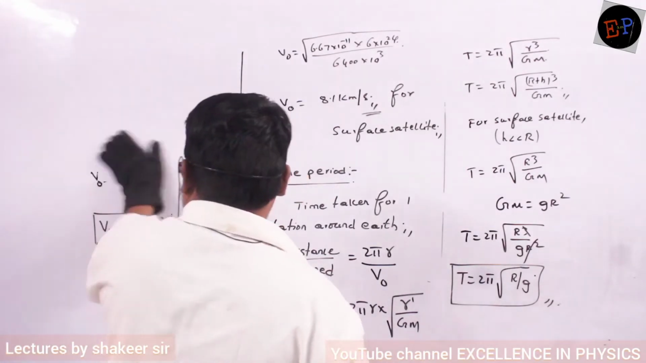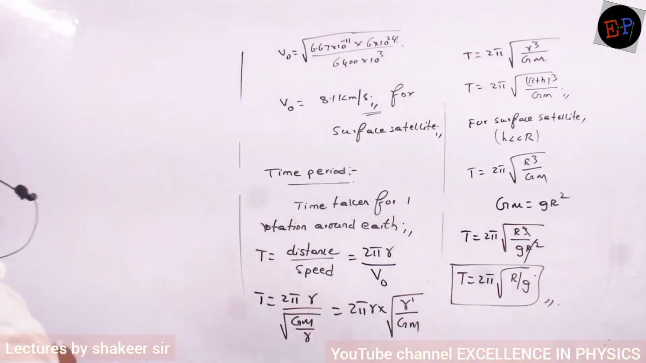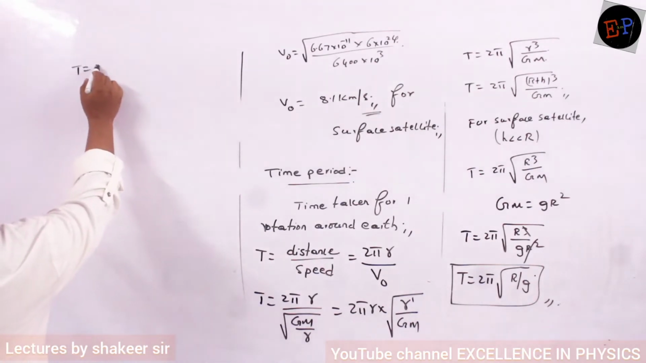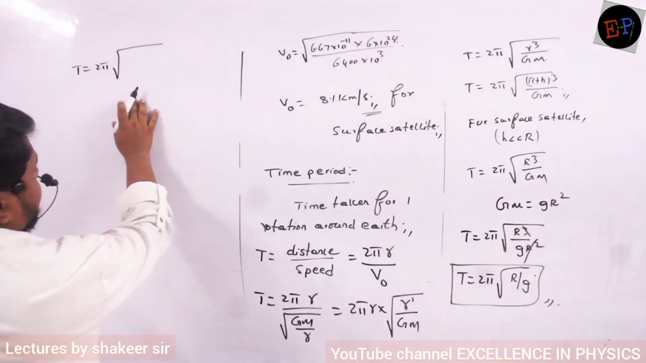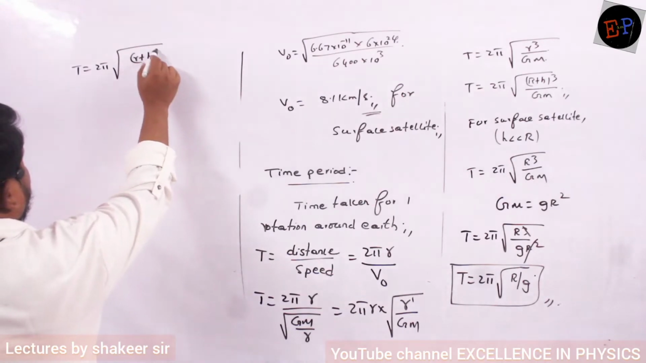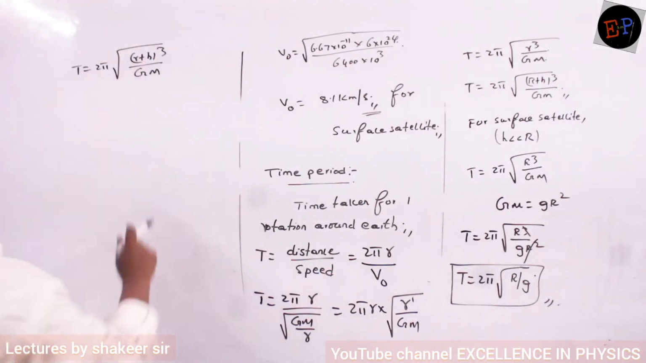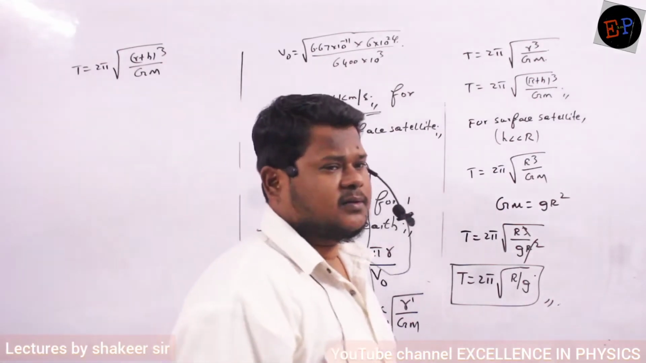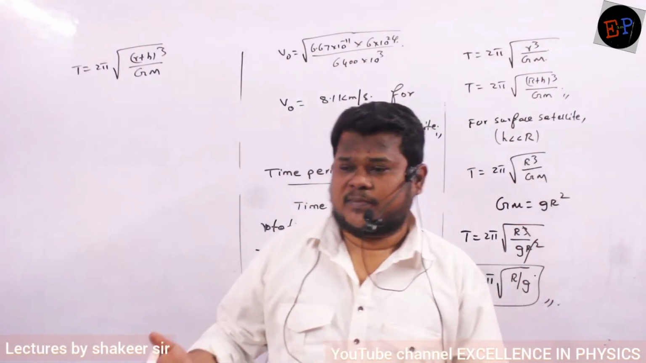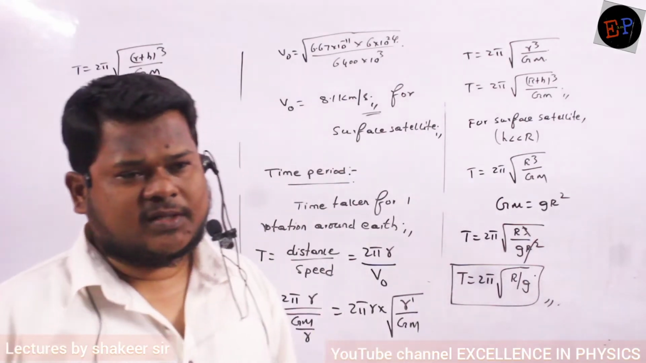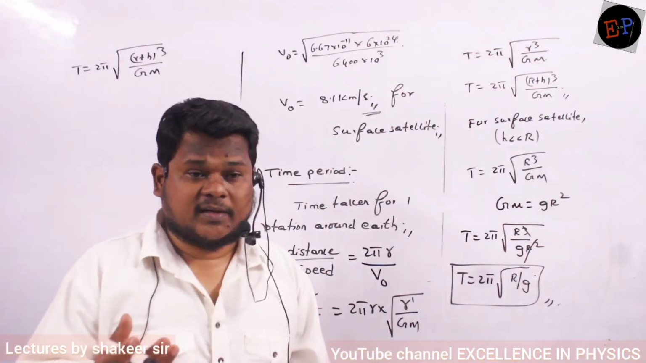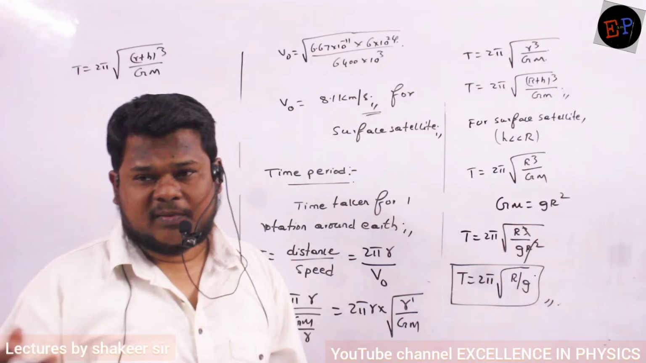Now let us see one more equation for the same time period. We have the equation T is equal to 2 pi into square root of (r plus h) whole cube divided by gm. This is the equation which we have now. Sometimes questions will be given on mass, density and radius of the planet also.